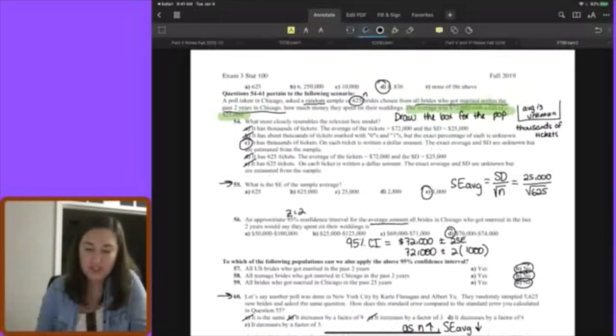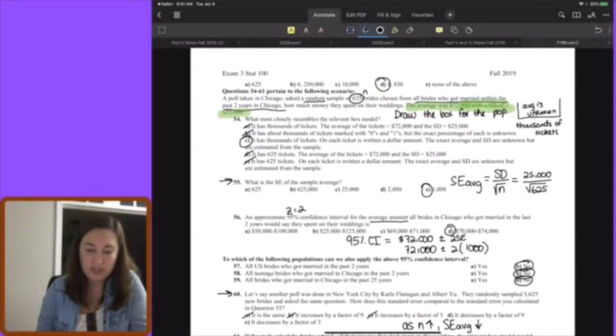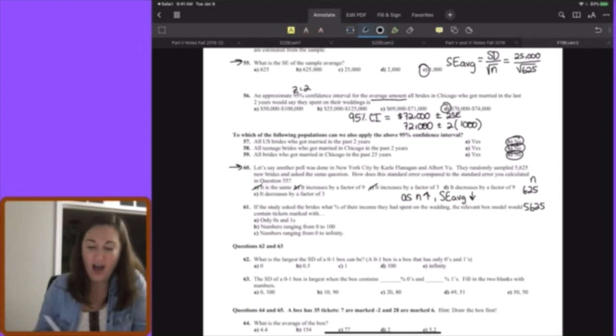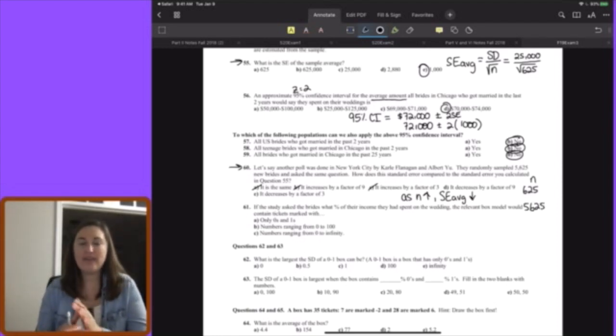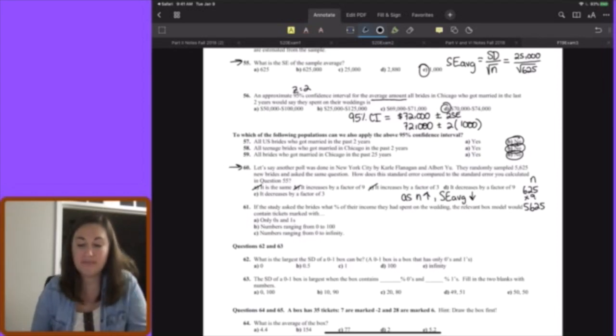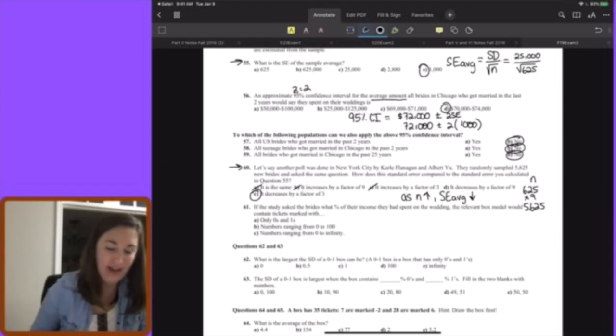So if my original n was, what was my original n? 625. So my original n was 625. My second n was 5625. And so I can see how that factor changes. So if I take 5,625 and divide it by 625, I get that n is increasing by a factor of 9. So my standard error is going to decrease by a factor of 3.